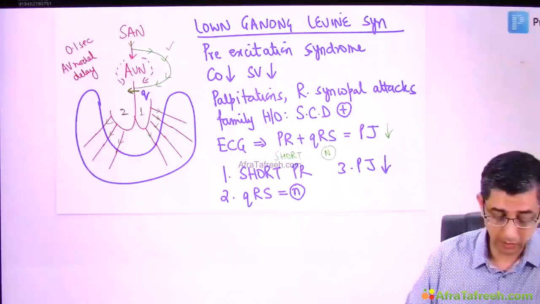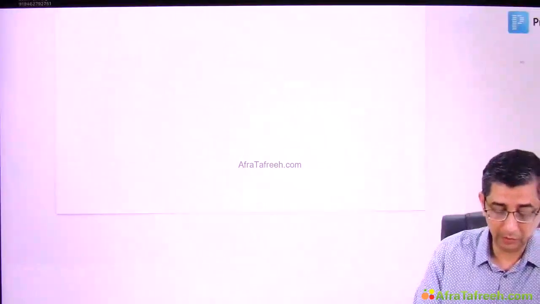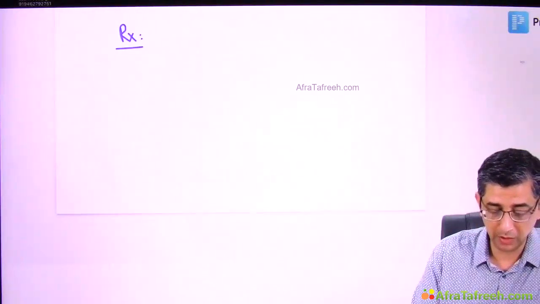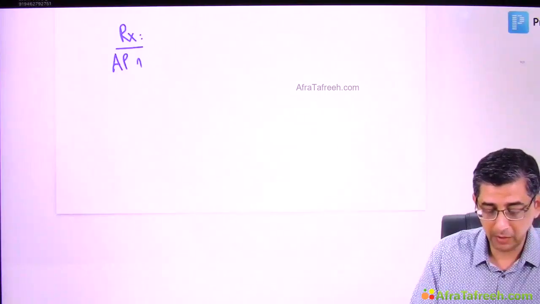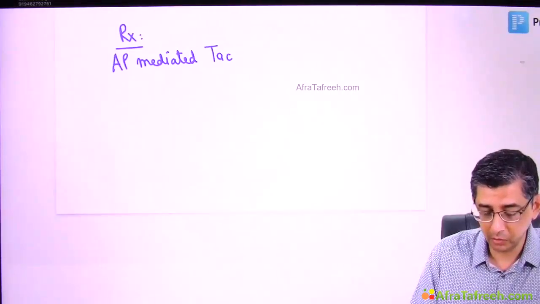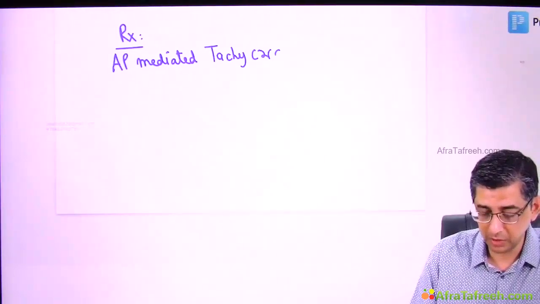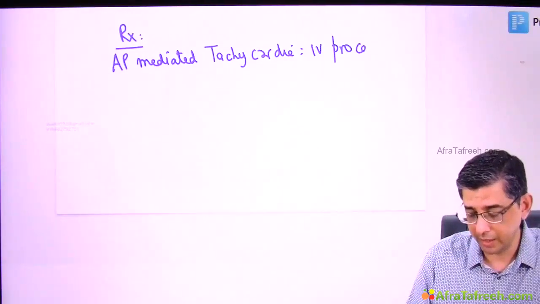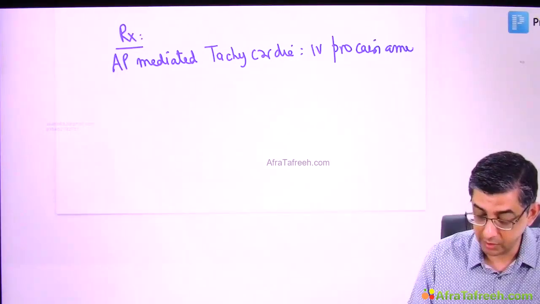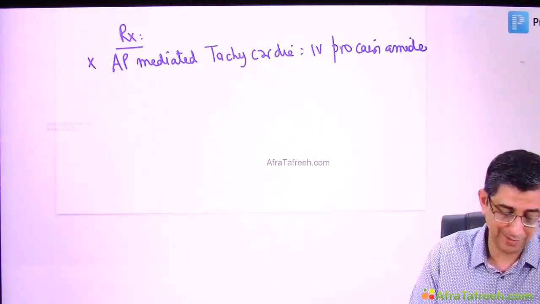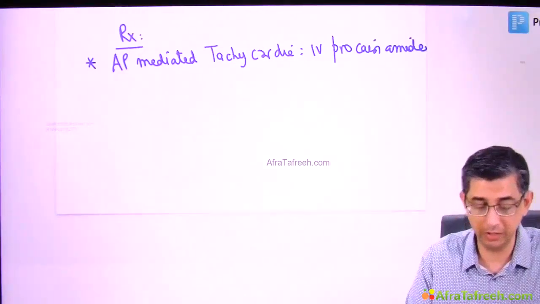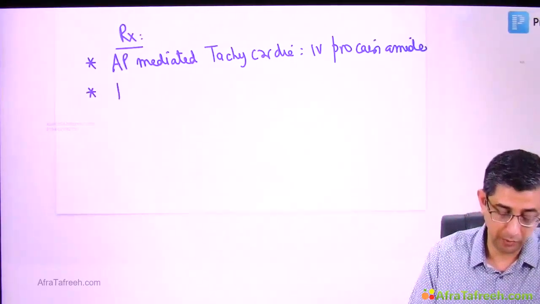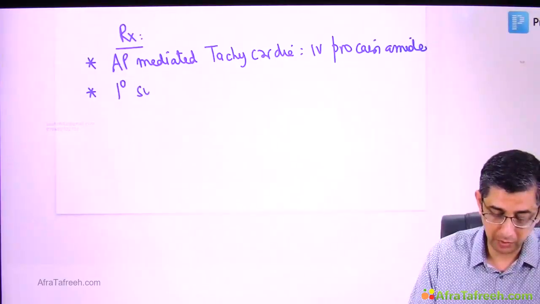Now let us look at what is going to be the treatment for this condition. In the MCQ for LGL, if they write accessory pathway mediated tachycardia, in those circumstances you will still be answering IV procainamide. Today, I've taught you procainamide as a drug of choice for two cardiac conditions having a pre-excitation syndrome, WPW and LGL. If he says, how would you prevent such episodes in future?